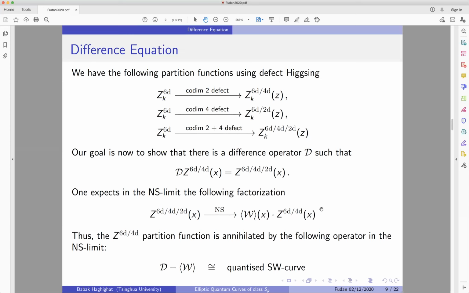And then once we rewrite this equation in this way, you can see that the codimension 2 partition function will be annihilated by this combined operator, which is the difference operator subtracted by this Wilson surface expectation value. And as we will see later, this is just a quantized Seiberg-Witten curve, because this is actually equal to the Seiberg-Witten curve if you think of it as an algebraic curve. So this is the picture which I'm going to now explain how to arrive at. Any questions here?